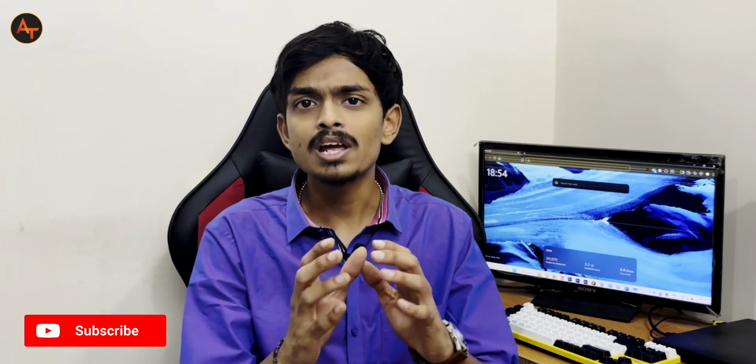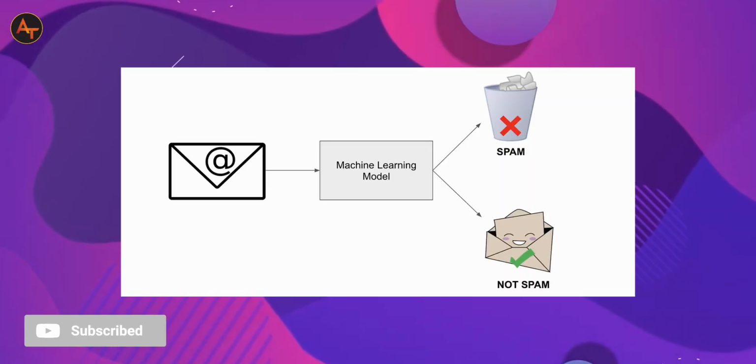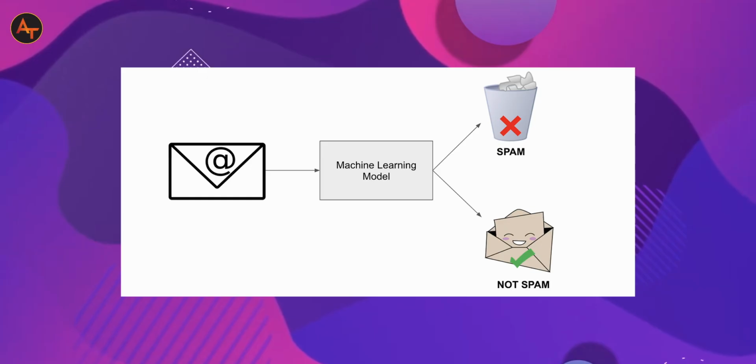We give the machine a bunch of emails and tell the machine that this one is a spam email and the other one is not spam. In this way, we train the machine that this mail is spam and this mail is not spam. So you're giving the question as well as the answer. So it is called supervised learning.